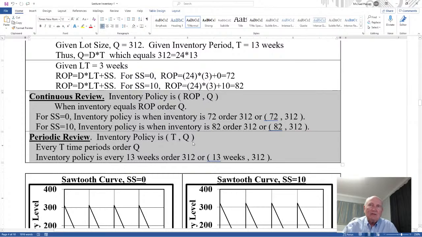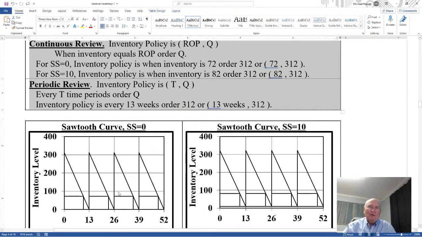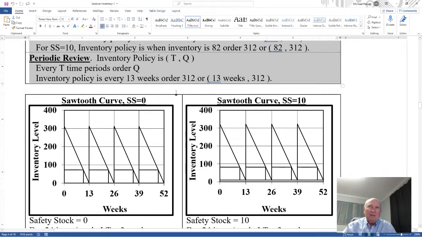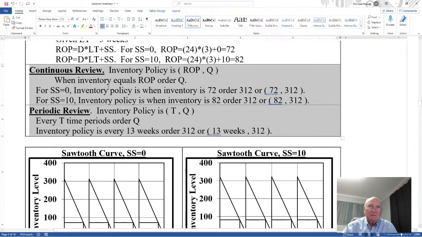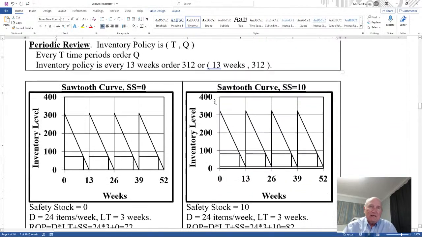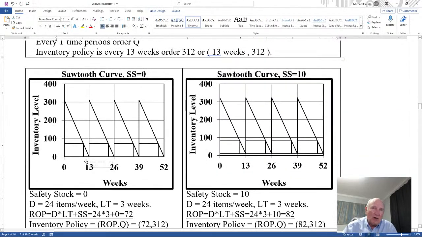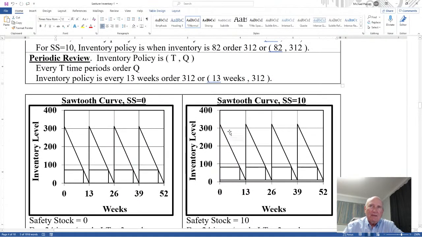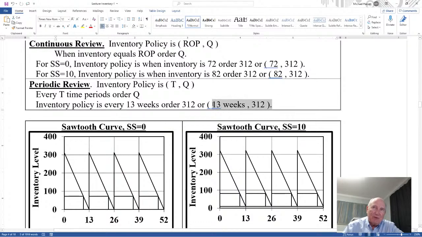It's there because the actual order is not necessarily on the T, which is every 13 weeks. When you place the order, it's not at 13, 26, 39, and 52. The lead time is 3 weeks, so it's 3 weeks before this. So I'm going to start at 10, and then it's going to be 10, 23, 36, 49. So it depends on when you start. Okay, so it's there. It just is not part of the policy.